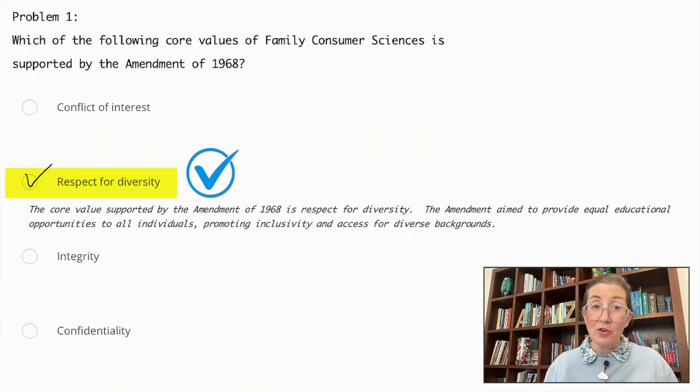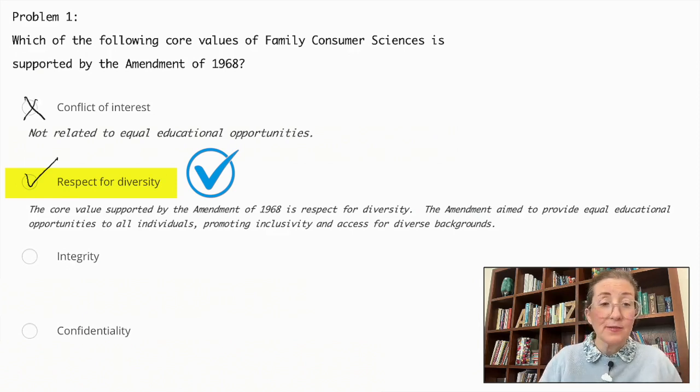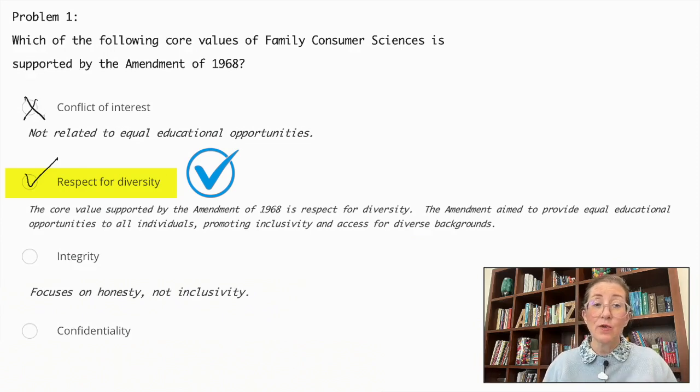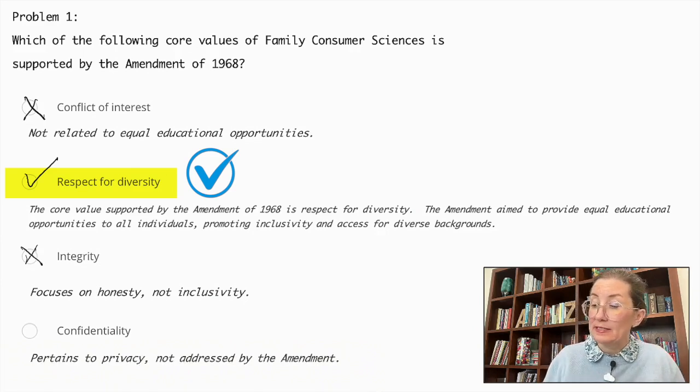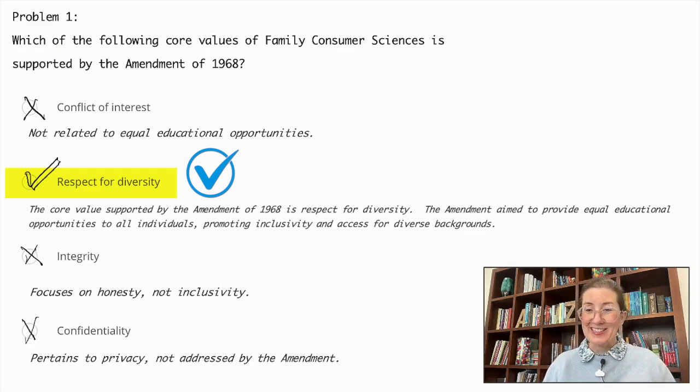Why are the other answers incorrect? Conflict of interest. This is not related to equal educational opportunities. Integrity. This focuses on honesty and not inclusivity. And confidentiality. This pertains to privacy and is not addressed by this particular amendment. So respect for diversity is the correct answer.